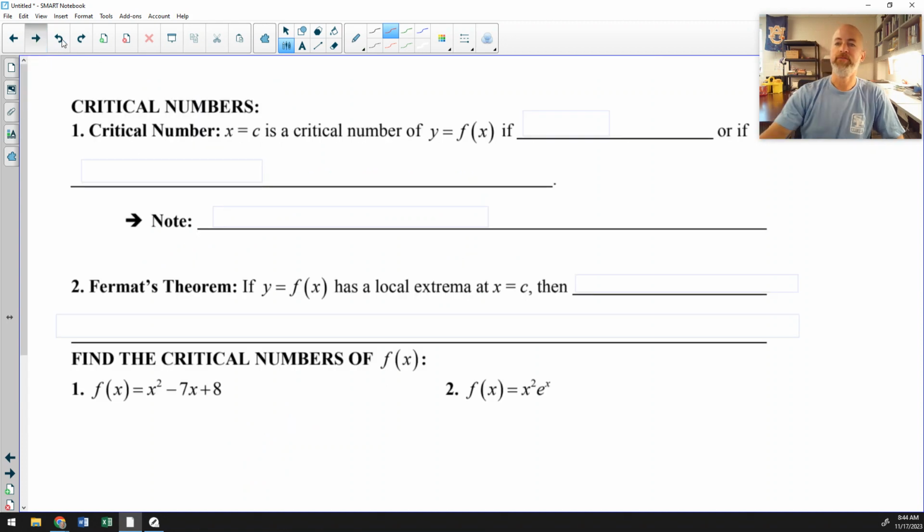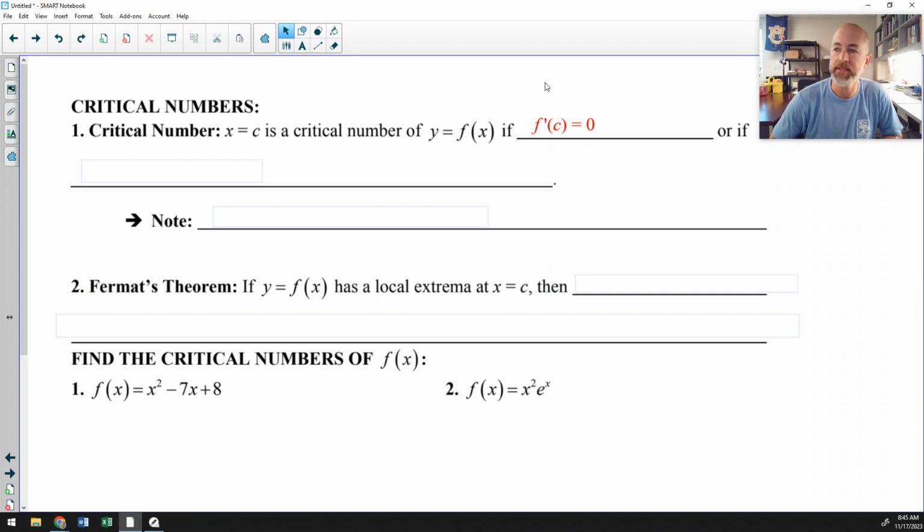Okay, a few more notes. Let's talk about critical numbers. The word critical has a very specific meaning in calculus, and a critical number is any number where your derivative is equal to 0.